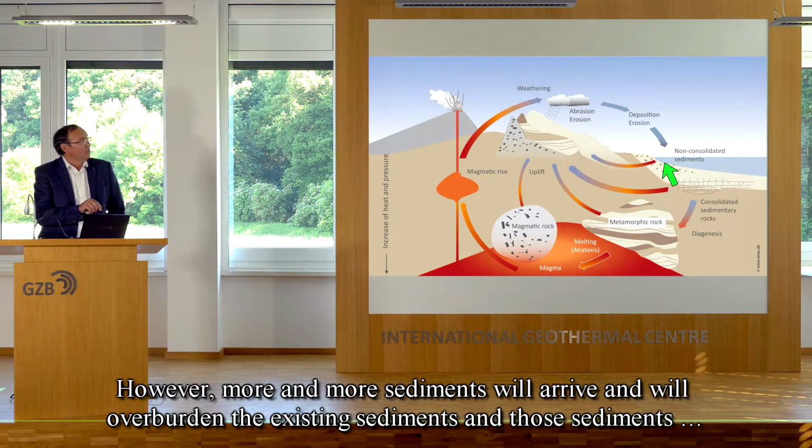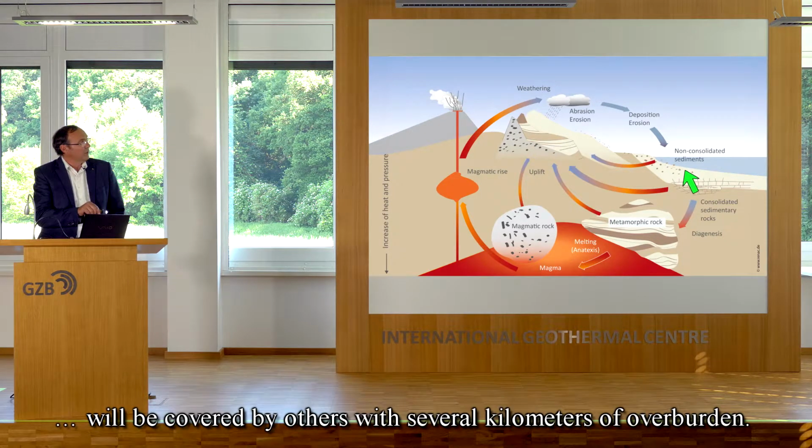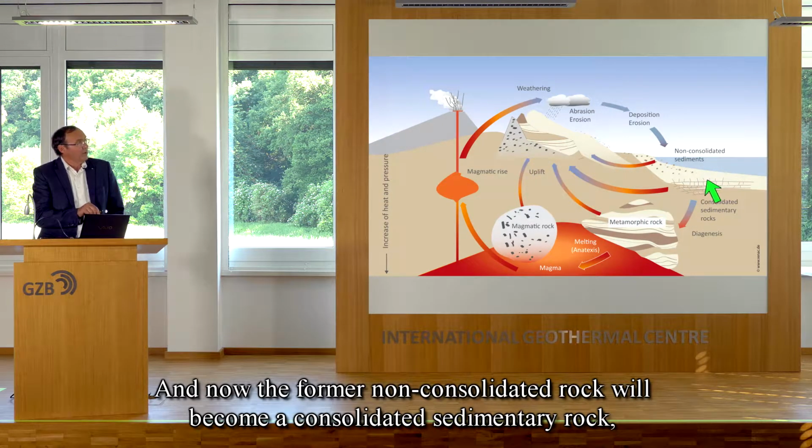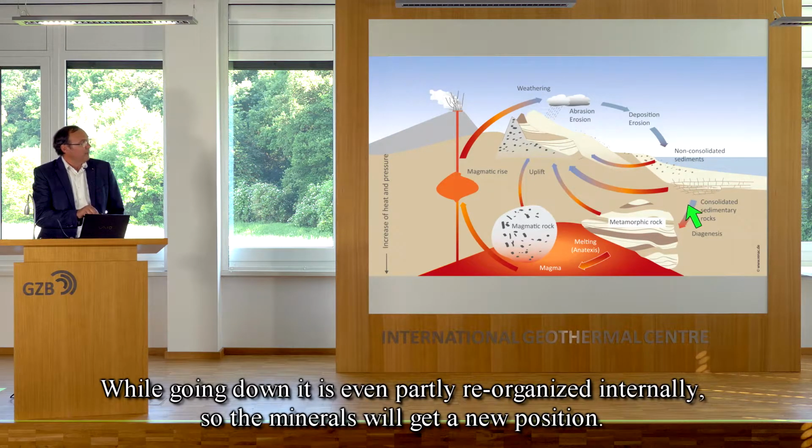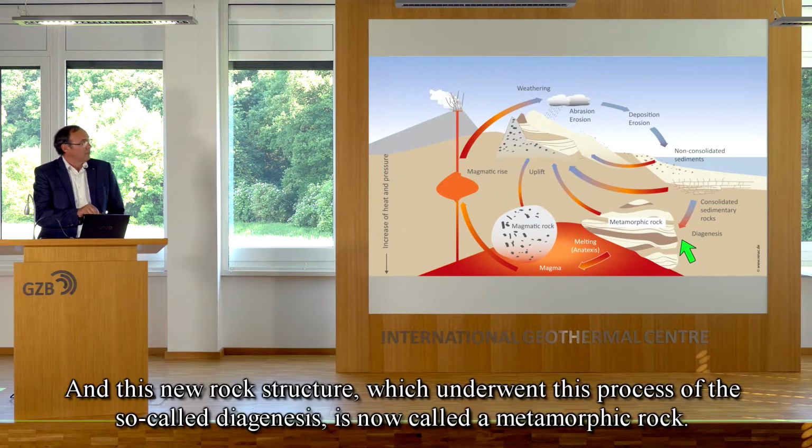However, more and more sediments will arrive and will overburden the existing sediments, and those sediments will be covered by others with several kilometers of overburden. And now the former non-consolidated rock will become a consolidated sedimentary rock, even going down and partly being reorganized internally. So the minerals will get a new position, and this new rock structure, which underwent this process of the so-called diagenesis, is now called a metamorphic rock.